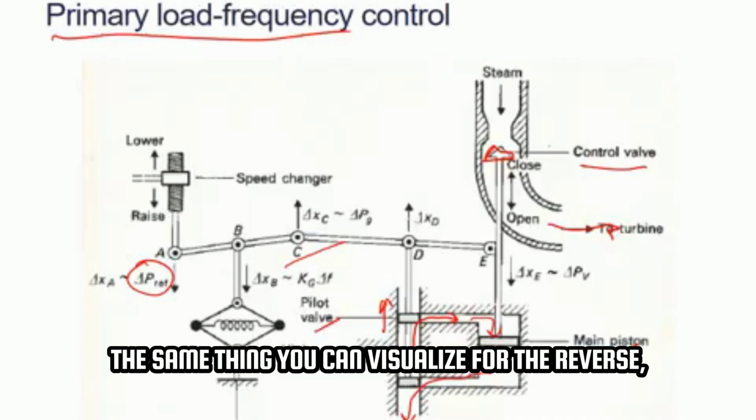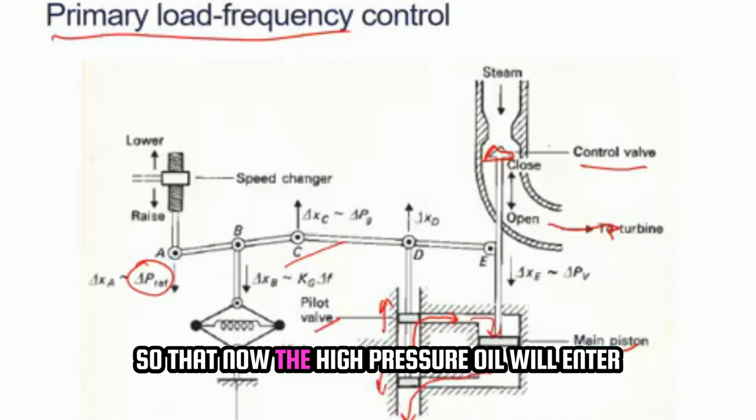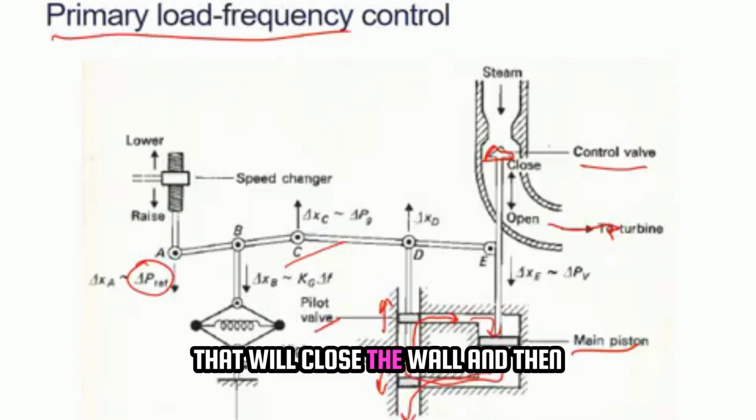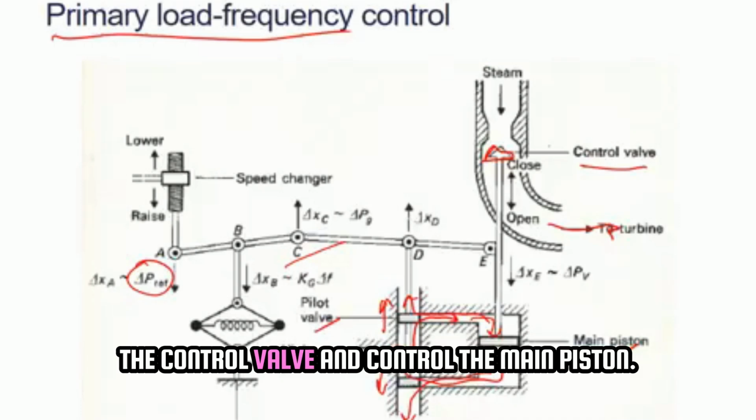You can visualize the same thing for the reverse: you push the pilot valve below, so that the high pressure oil will enter from here and push the piston up, which will close the valve, and then the remaining oil will go away. So this is the way you open and close the control valve and control the main piston.